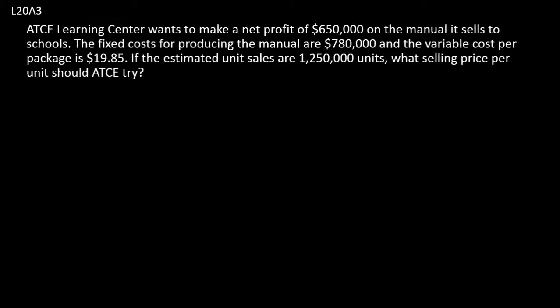ATC e-learning center wants to make a net profit of $650,000 on the manual it sells to schools. The fixed costs for producing the manual are $780,000 and the variable cost per package is $19.85. If the estimated unit sales are 1,250,000 units, what selling price per unit should ATCE try?